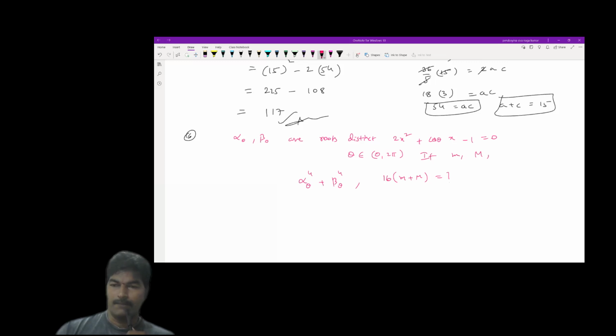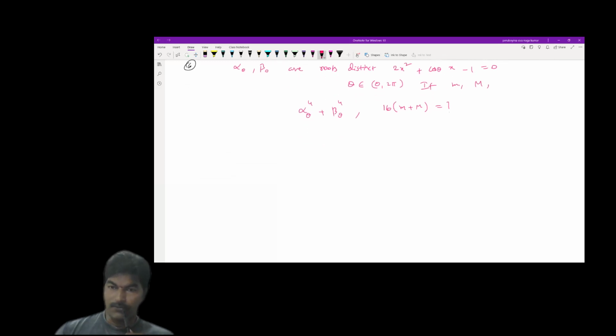Now try to solve this equation. First we will solve the quadratic equation. Consider the equation 2x square plus cos theta into x minus 1 equal to 0. First we will figure out how much it is.